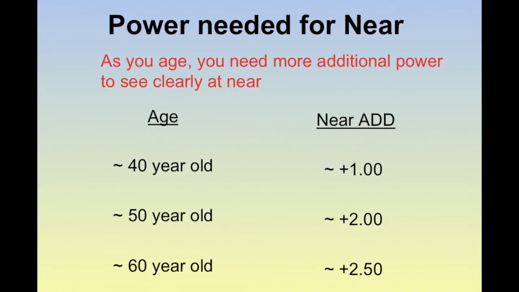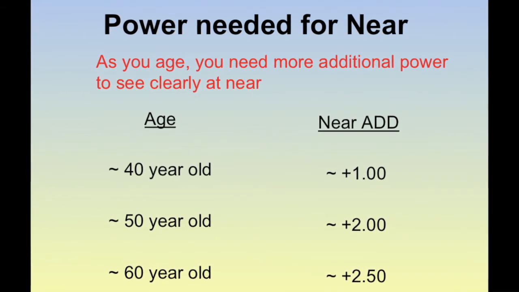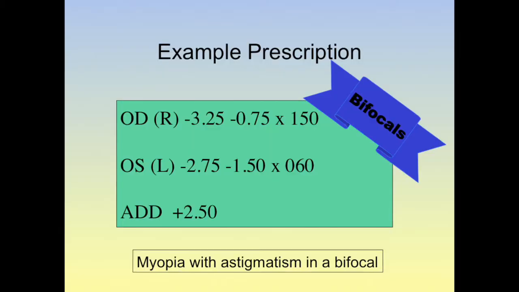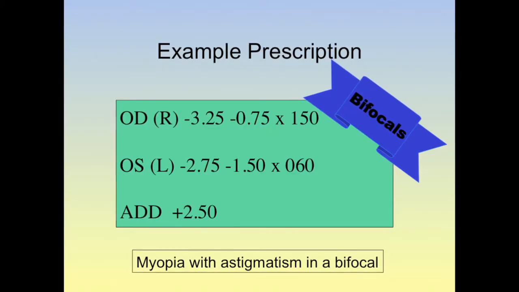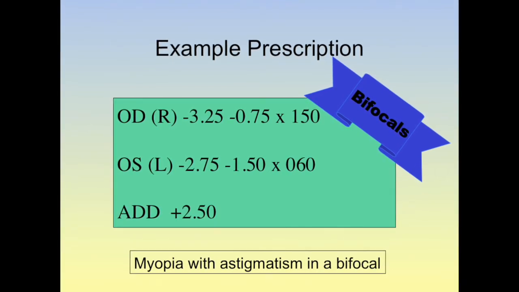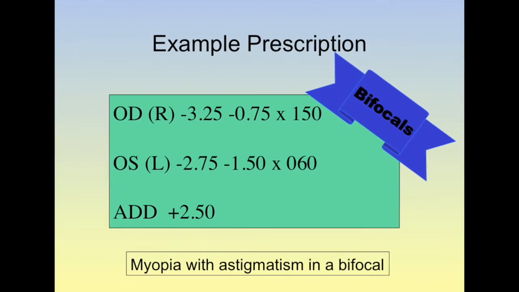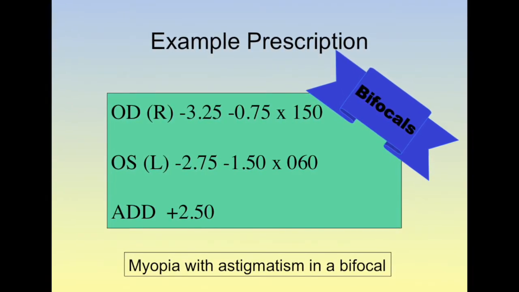When it's around age 60, it's +2.50. And that varies from area of the world to area of the world, and certainly varies with the length of the patient's arms. So here's an example prescription for bifocals. We have a very similar prescription to what we were showing before for astigmatism. We have minus powers, which tells you that they're myopic with astigmatism and a particular axis, different for the right eye than the left eye.